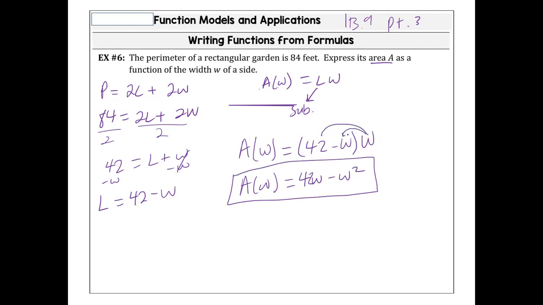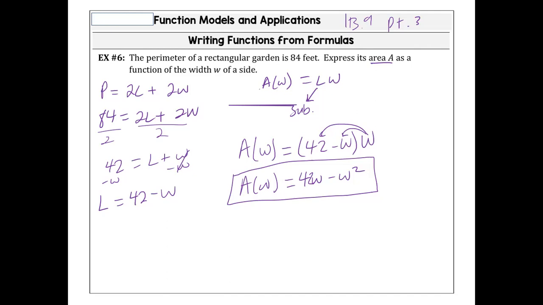Distribute. You have length times width, that 42 minus W being the length. You still have another W, like the W was already here because area equals length times width, right? 42 minus W is length, and then we're substituting it in.